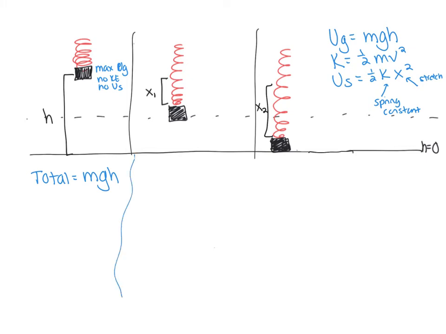Now we're going to look at halfway through when we're at this equilibrium part. So at this point, I still have gravitational potential energy. Now I'm going to have spring energy because it's stretched, and then I also have kinetic energy. So if I write this out, this is going to say my total energy equals my gravitational potential energy, my spring potential energy, and finally my kinetic energy.